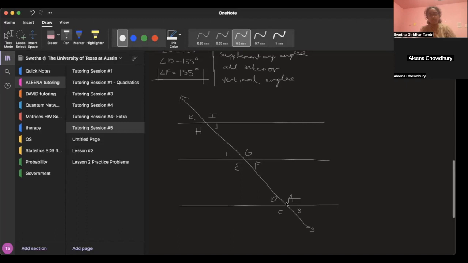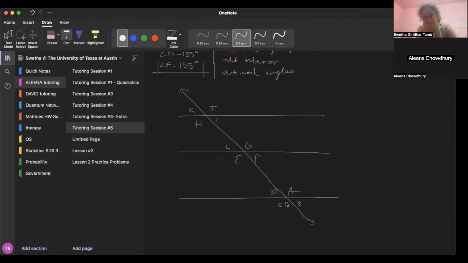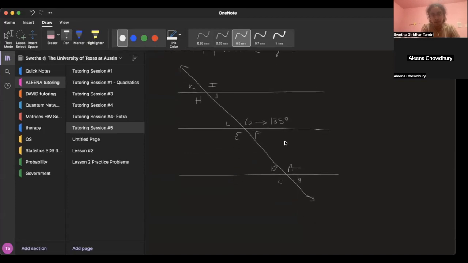All right, let me think about this really quick. Let's say that I will give one angle measure. This time I'll give the measure of a supplementary angle. So let's say that G is 135 degrees. And we need to prove that G and A are the same.